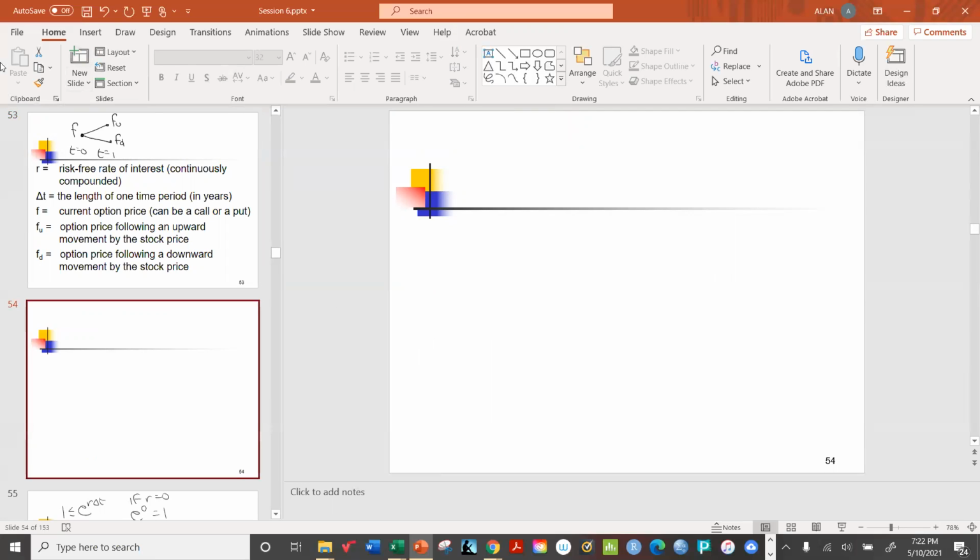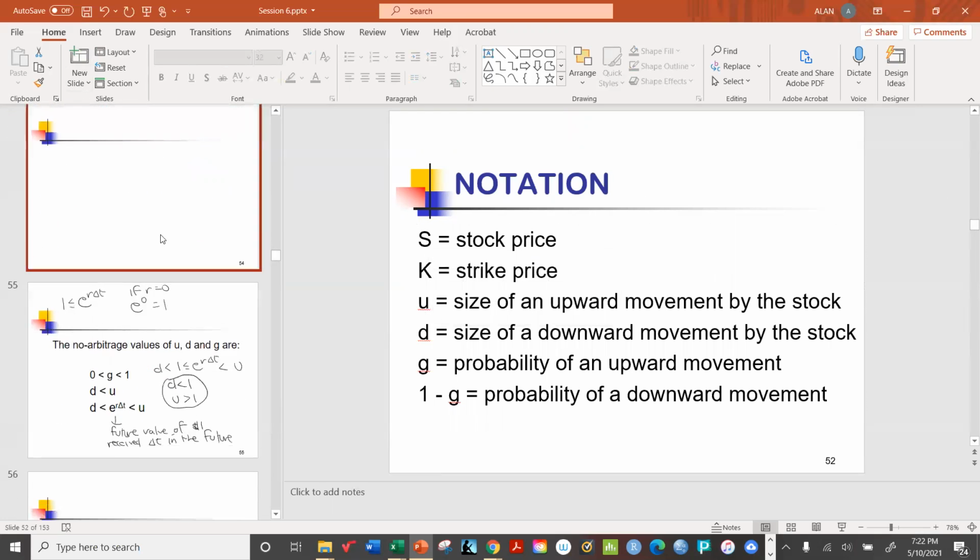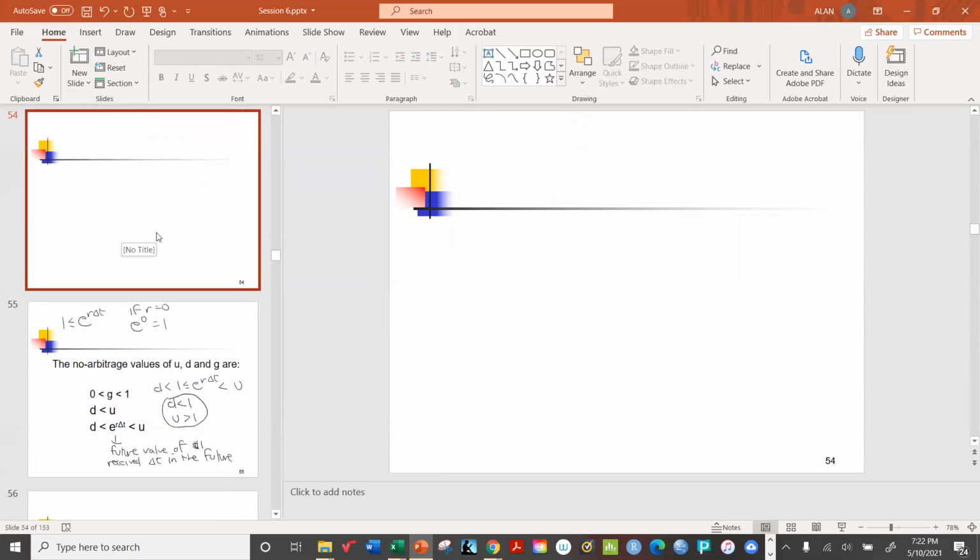As a matter of fact, I'll tell you, let's do this. I've mentioned here that U is the size. This is for the stock. It goes up or down. It goes up by U, it goes down by D. So let's just see if we can get these all together in one nice little slide here.